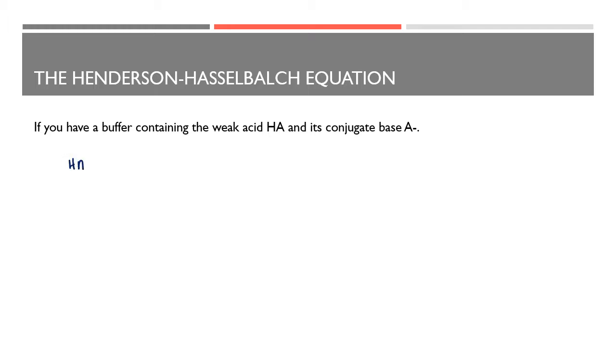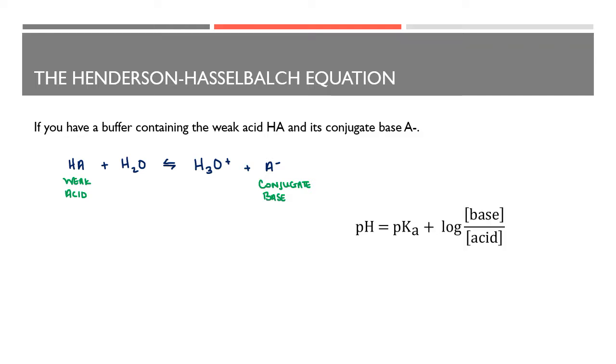So if you have a buffer containing a weak acid, let's just say the weak acid is HA, a generic acid, and its conjugate base, which is A negative, we can use a special equation to help us calculate the pH. Let's first write the equilibrium reaction for this ionization of the acid. We have HA, a generic weak acid. It needs to be a weak acid, and we have that in liquid water. We're going to create hydronium, H3O+, and A-, which is the conjugate base. This is what's left over after we've removed that hydrogen.